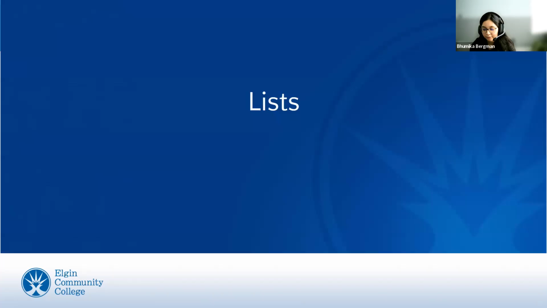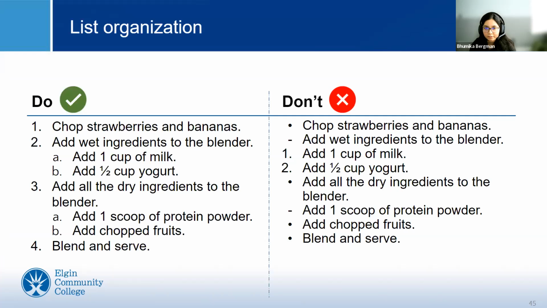Okay, now let's look at lists. Lists are used to organize information. If the order matters, use a numbered list. And if the order doesn't matter, you can use a bulleted list. For example, we have on the left here a strawberry banana smoothie example, which is a numbered list. It's organized very well, and it's much more readable and scannable.